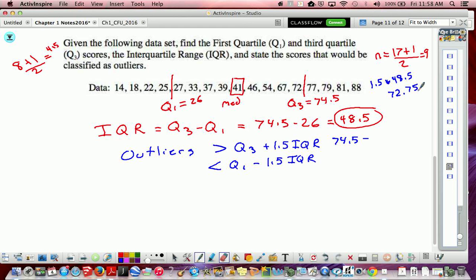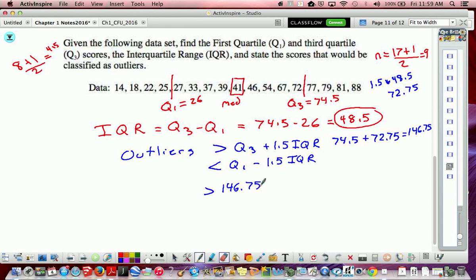I use my handy dandy calculator in my head. I think that's 72.75. Half of 48 is 24. Half of 50 cents is 25. So 24 plus 48 is 72. 25 cents plus 50 cents is 75 cents. That's how I did it in my head real quick. So I need to add that to 74.5. So I get, wow, 146.75. So an outlier would be a number greater than 146.75.